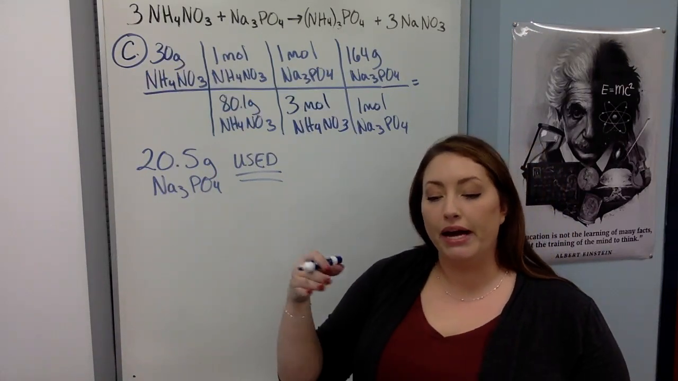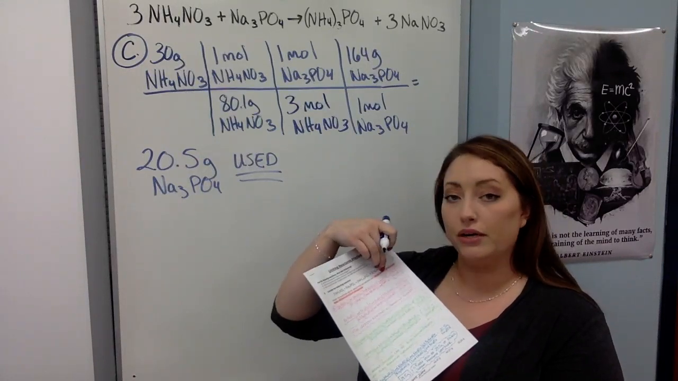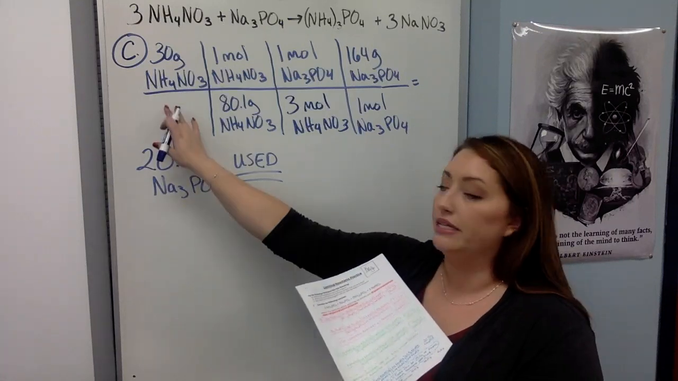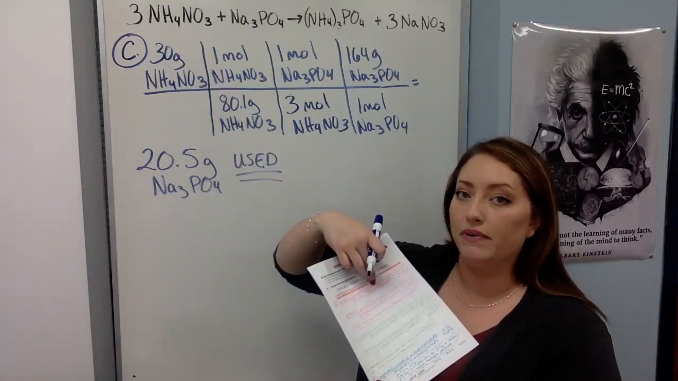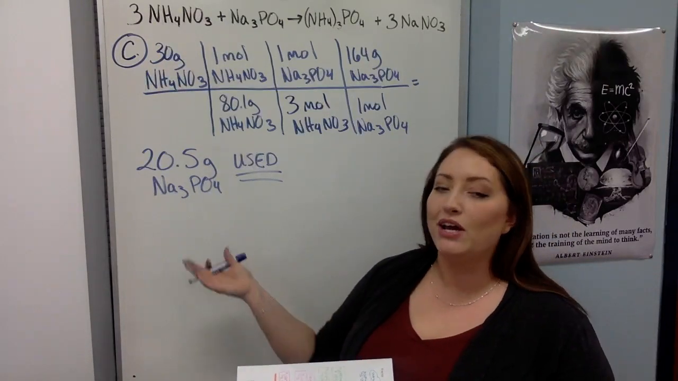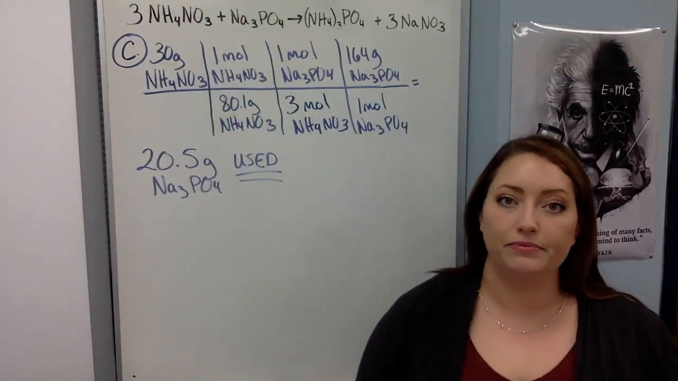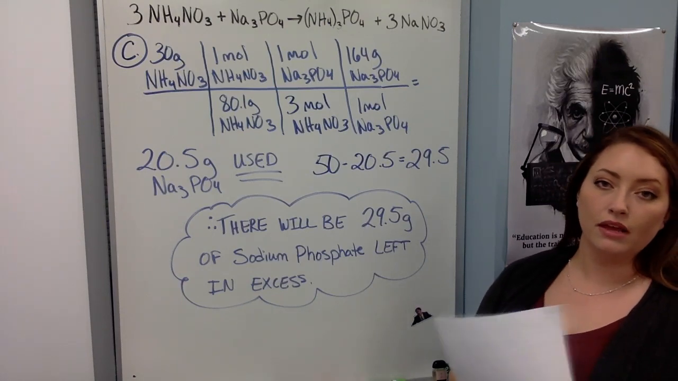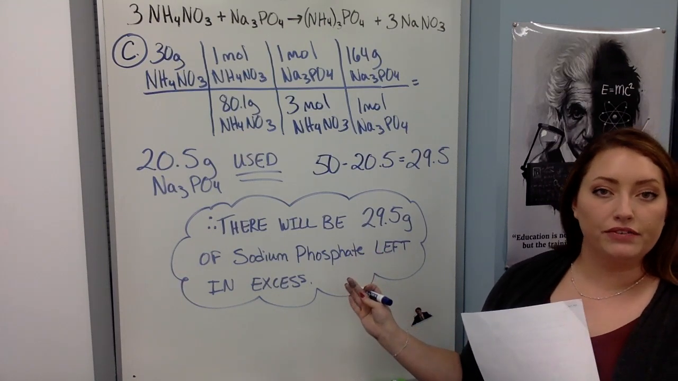So you have to look back at the original question and see that we started with 30 grams of ammonium nitrate, we know because that's our limiting reactant, but there was also 50 grams of the sodium phosphate. So we have to find the difference now. So if we started with 50 grams, we're going to subtract the amount we used, and that's going to give us our final answer. So this would be your final answer for this question.